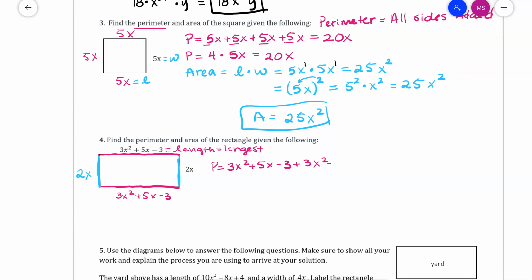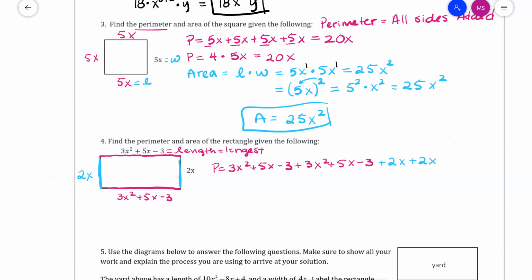So 3x squared plus 5x minus 3. And then we have our widths. There's 2 of them, so plus 2x and then plus 2x. All right, so I basically just wrote them both twice. All right, now we're going to combine like terms.